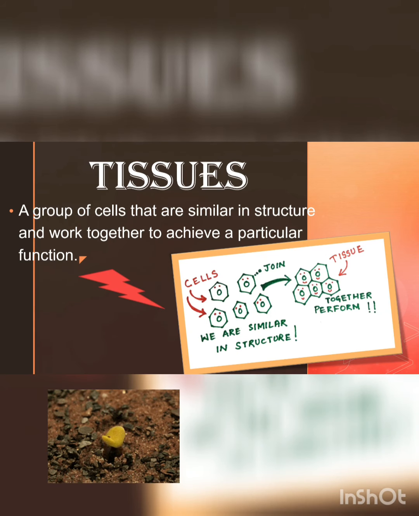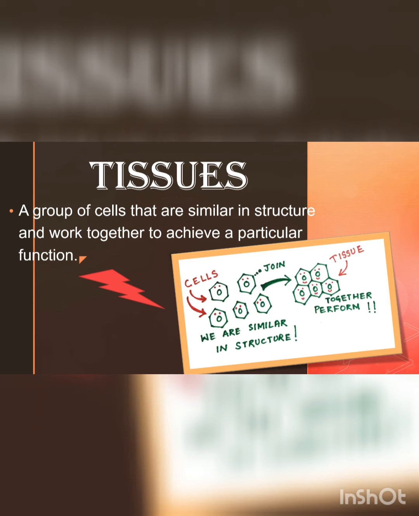So today we are going to discuss chapter 6 of class 9th, that is tissues. Okay, so what is tissues? So here you all can see I have given a diagrammatic representation which shows that the cells which are similar in structure will join together to form a tissue, then later on they'll perform function.